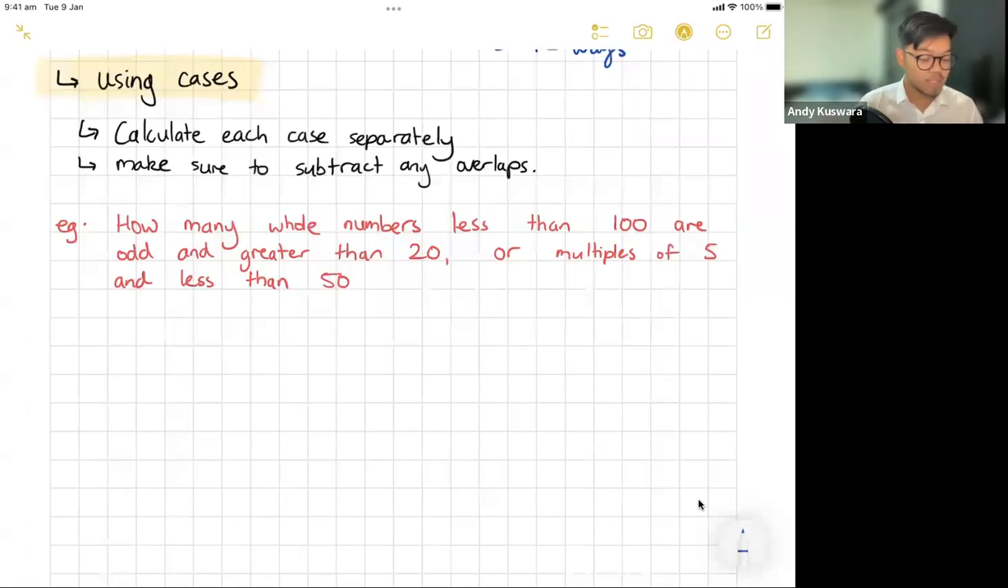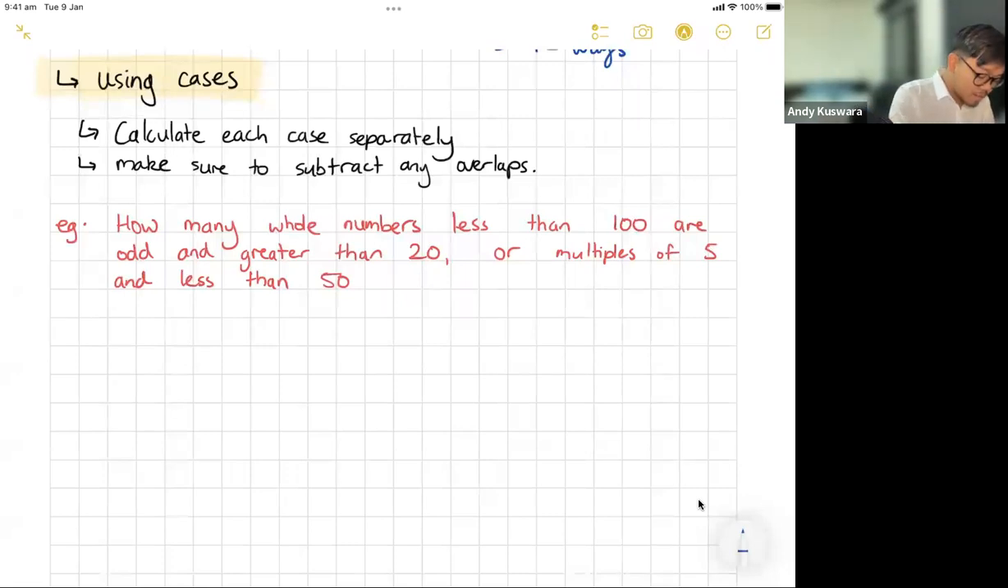Okay, so with a question like this, with a lot going on, your best bet is to calculate each one separately. So find how many there are less than 100 that are greater than 20, that are odd, and then the separate one would be the multiples of 5 and less than 50. So important thing here is to make sure that you subtract any overlaps. And so we're going to do that here.